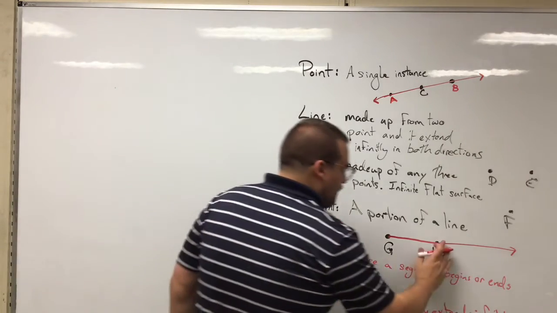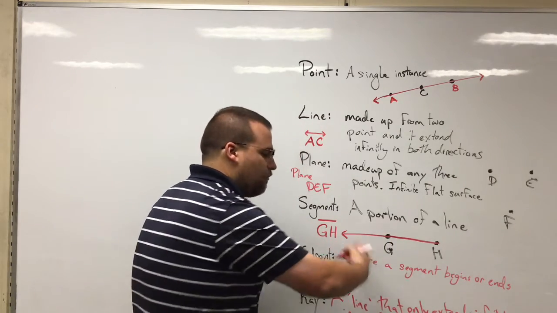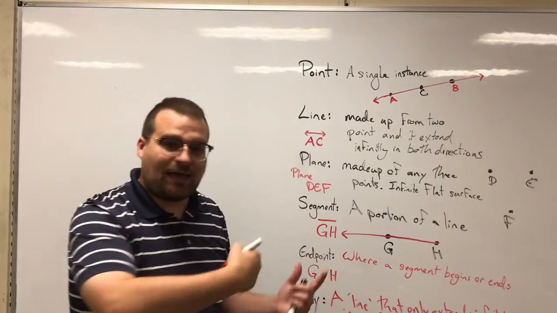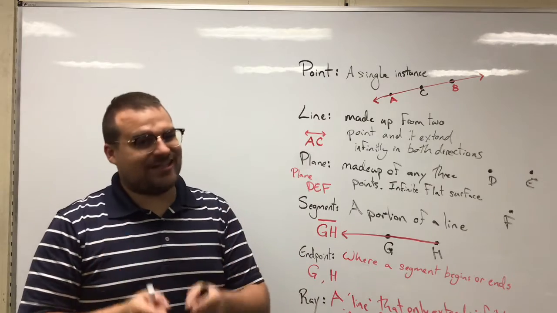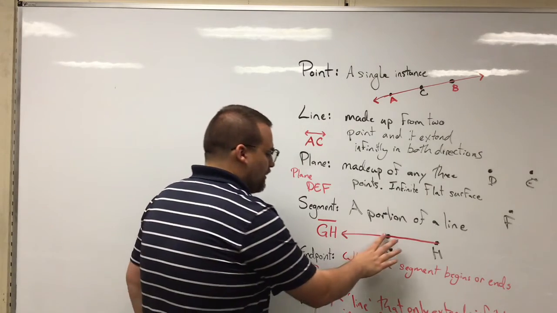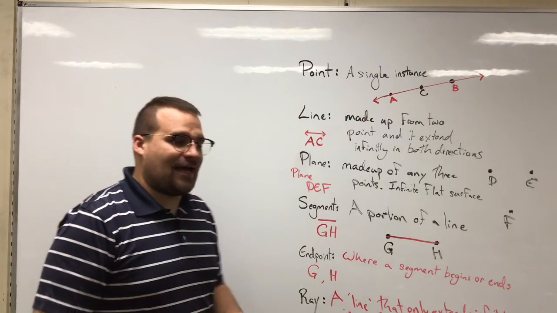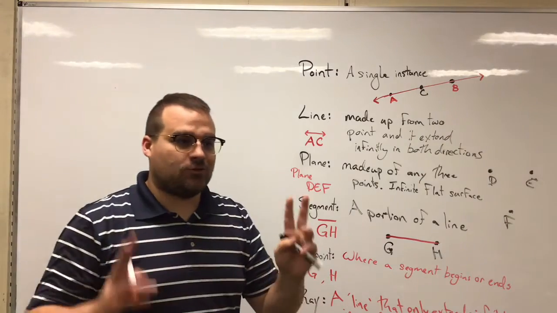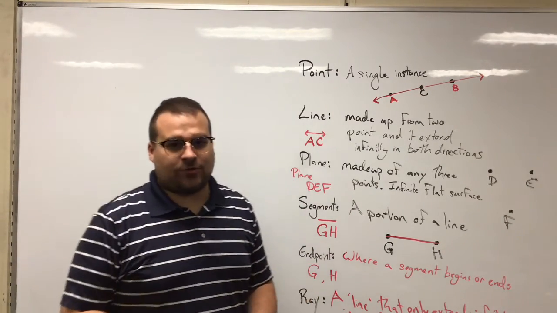Now it could go infinitely in the other direction. It could look like this. That would also be a ray, because it's going infinitely to the left. But if it goes infinitely in both directions, it's a line. So the deal with a ray is it has to have one endpoint. It has a point where it starts, quote unquote, that endpoint, and then it goes infinitely in another direction.